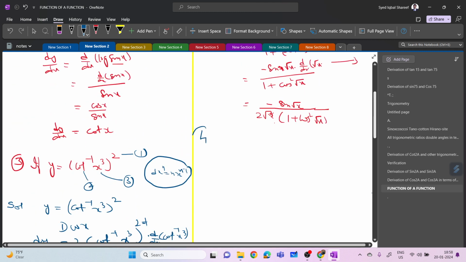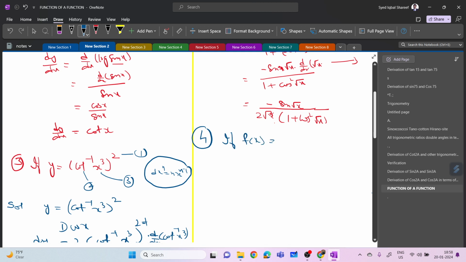One more example. If f of x is equal to log of secant x plus tan x, find dy by dx, that is f dash x. So what is your f of x? f of x equal to log of secant x plus tan x.